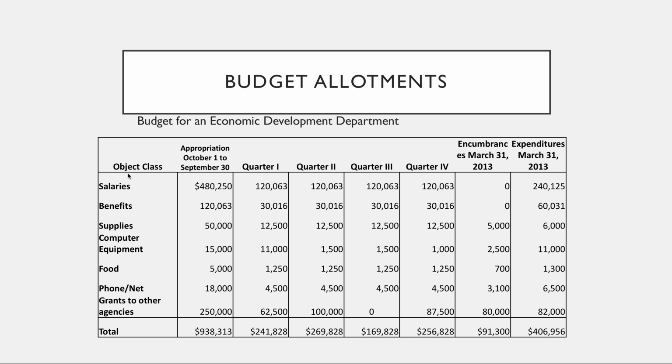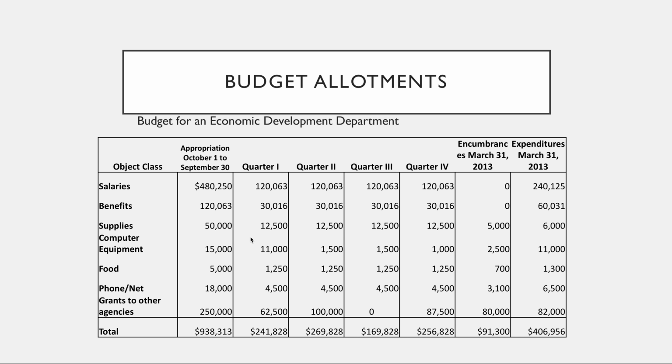Now, looking at our object classes here, we have salaries, benefits, supplies, computer equipment, food, net, and grants to other agencies. Because this is an economic development department, grants to other agencies is oftentimes going to be found within these types of pass-through agencies, because basically they are giving grant dollars to other organizations, like nonprofits, for example.